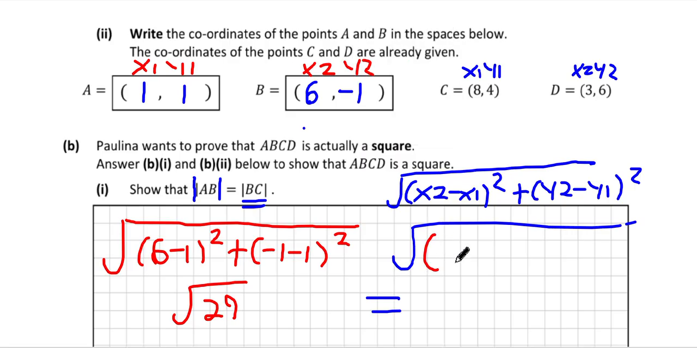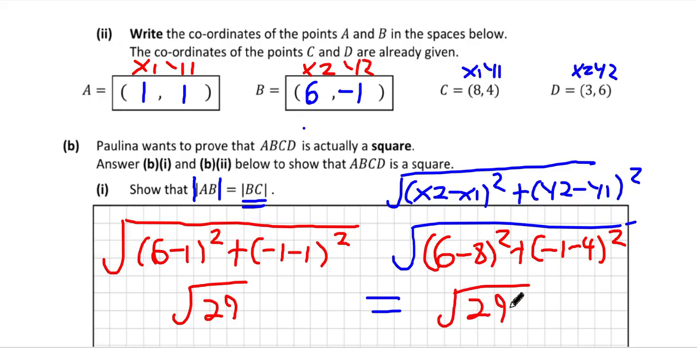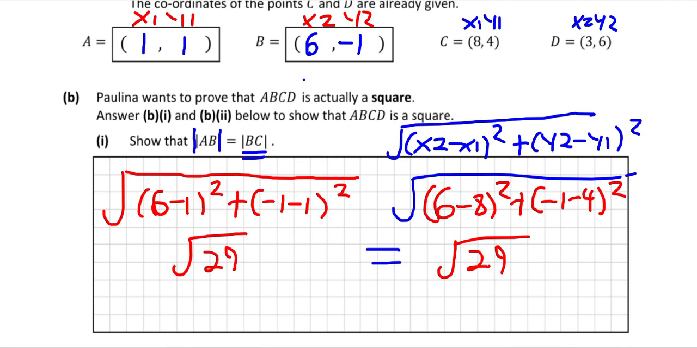So we're going to go 6 take away 8 squared, and then on the other one, what do you reckon? Minus 1. What do you think? Minus 1 minus 4 squared. Is that alright? So what do we think we get here, guys? It's going to be the square root of 29. So they are the same. My bad earlier. Now we go on to B part 2.